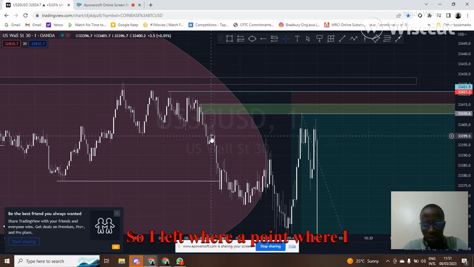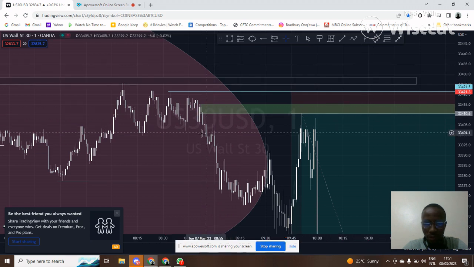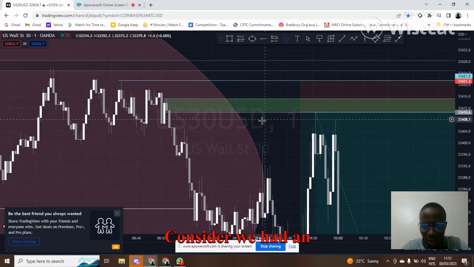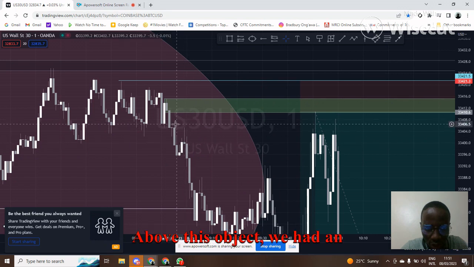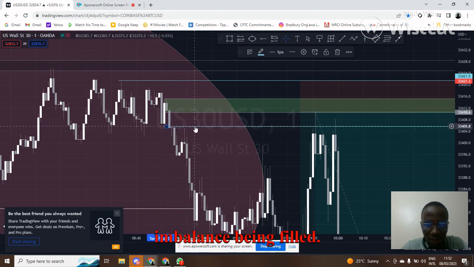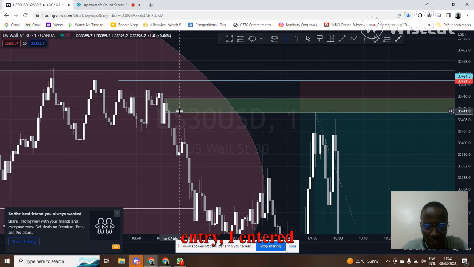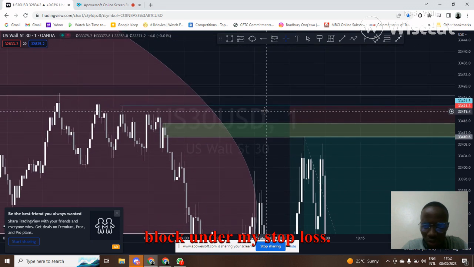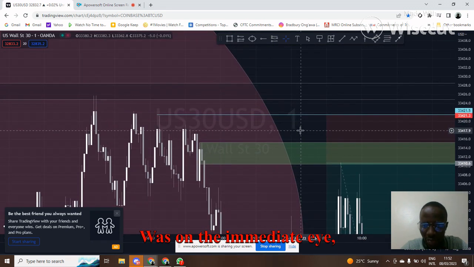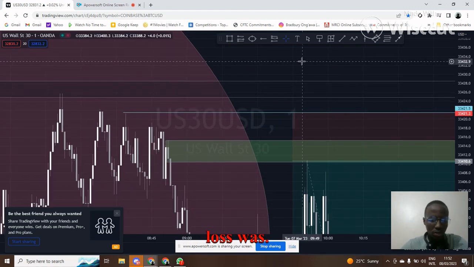So I left off at the point where I was saying we ignored the first OB and we are to use the second one. If I just zoom in, you can see above this OB we had an imbalance from here to here. So we expected to see the imbalance being filled before the price could move. So my entry, I entered at this wick here, below that order block, and my stop loss was on the immediate significant high, which was here. You can see that's where my stop loss was.